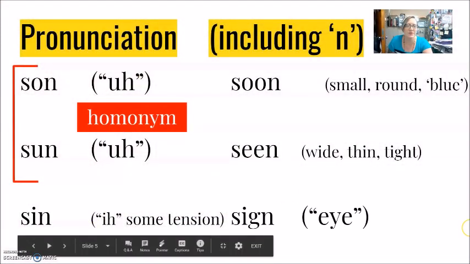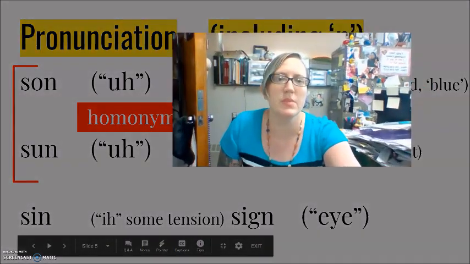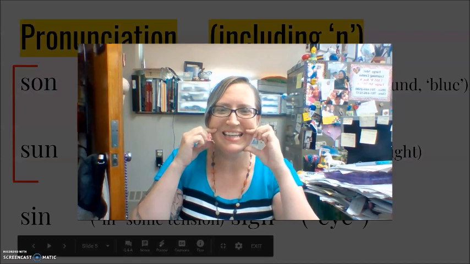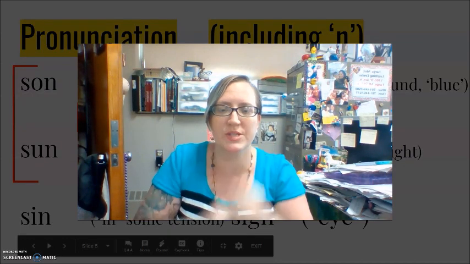Our last one in this group of six is the word sign, and you hear the sound of I, sign. My mouth goes really big and wide, a lot larger than een. My whole mouth is open.